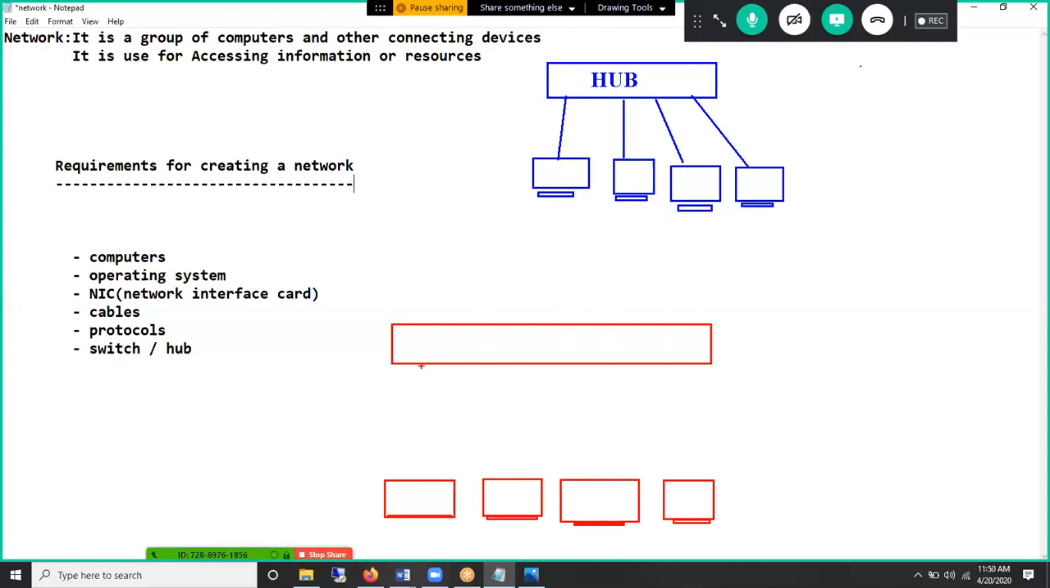So this is my switch. Somebody said broadcast and unicast, that is a correct point. But how it works, that I'm showing here. This is my switch.